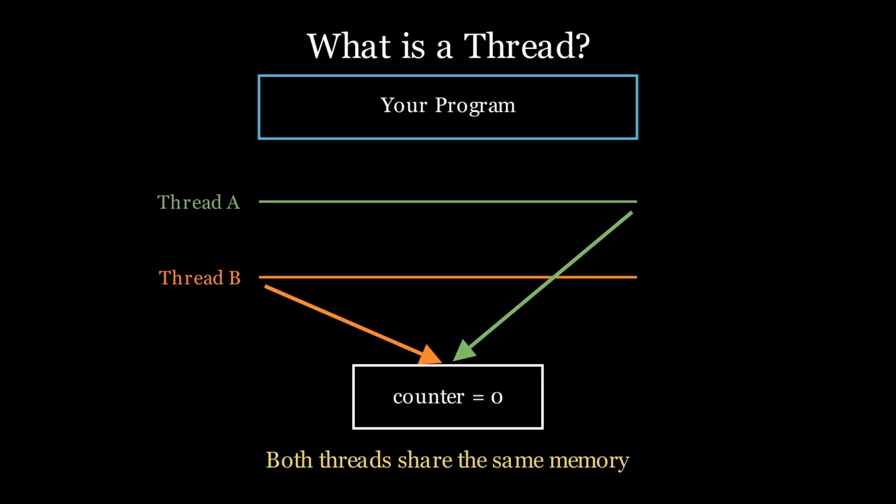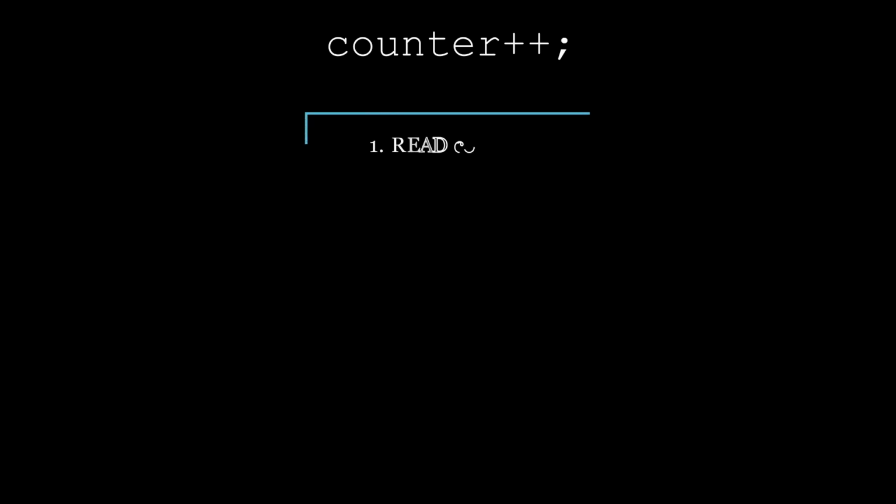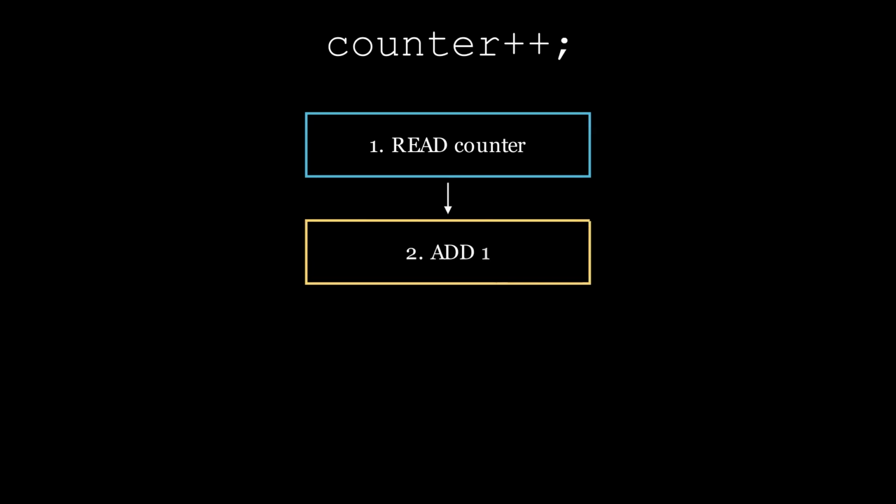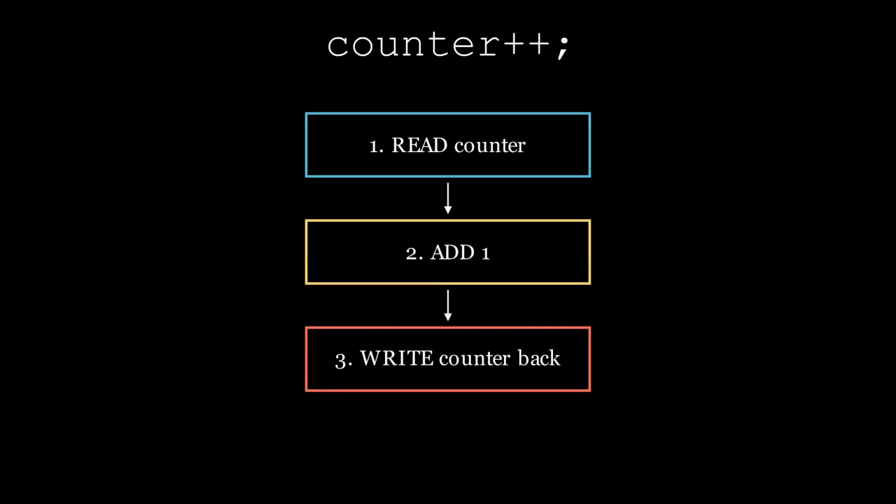Here's the part that breaks people's intuition. In your code, counter++ looks like one single step. But at the CPU level, and if you've touched assembly language, you already know this, it's actually 3 separate operations. First, read the current value of counter into a register. Second, add 1 to that register. Third, write the register's new value back to counter. 3 separate steps. And critically, the operating system can switch from one thread to another at any point between those steps, including right in the middle.